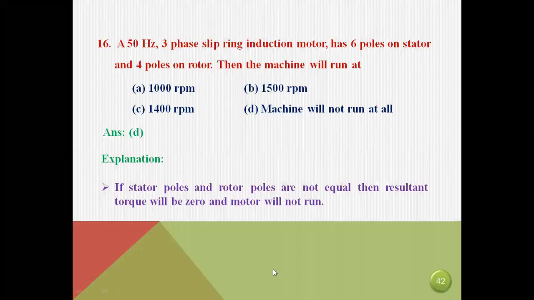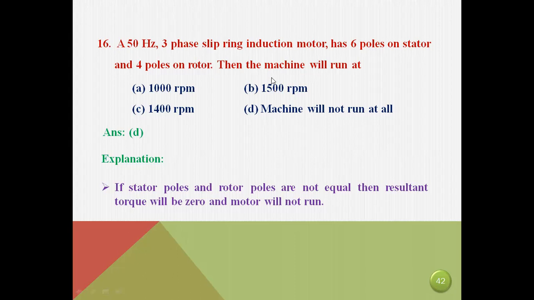Now, there is a question like: a 50 hertz three-phase slip-ring induction motor has 6 poles on the stator and 4 poles on the rotor. Then the machine will be at... See here what they have given. The poles of rotor and poles of stator are different. Stator will have 6 poles, rotor will have 4 poles. And if they have different poles, the resultant torque will become 0. And as torque will become 0, the machine will not run. So we can directly say the machine will not run.